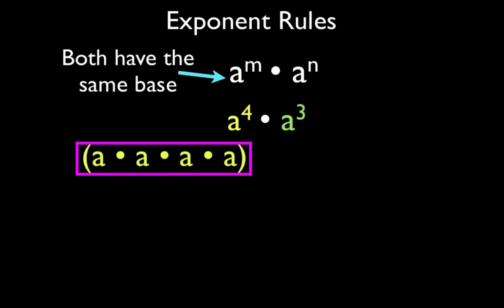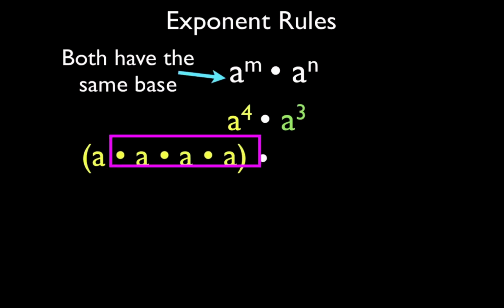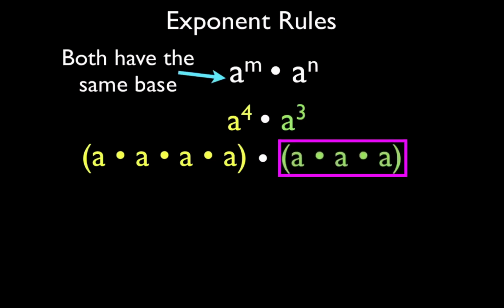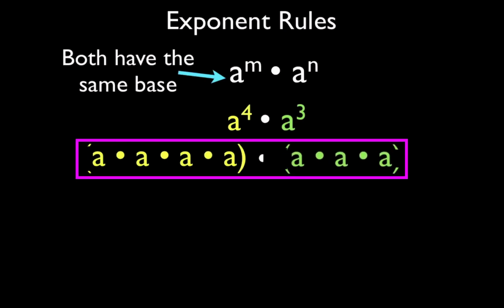That can be written as a times a times a times a, 4 of them basically. We're going to continue to have that white multiplication symbol that we're using for the problem. And we're going to also break down a to the 3rd into expanded form, which is 3 a's. If we were to simply remove the parentheses, we'd have 7 a's all together multiplied by each other. Well, that can be written as an exponent as well. Pause the video and think, what would that exponent be?